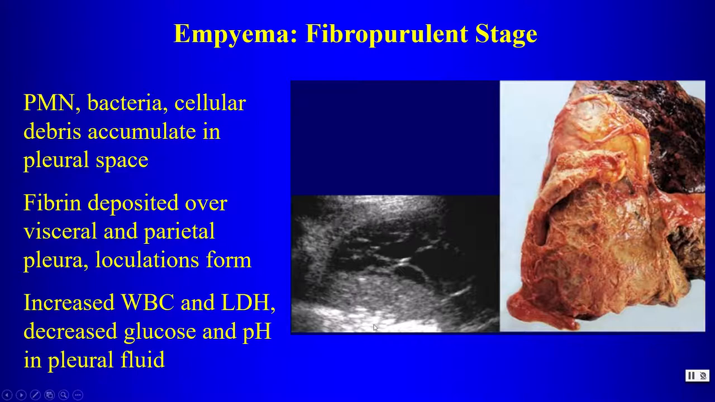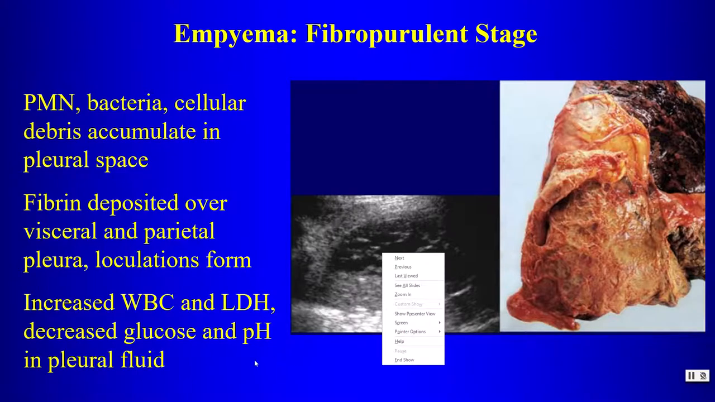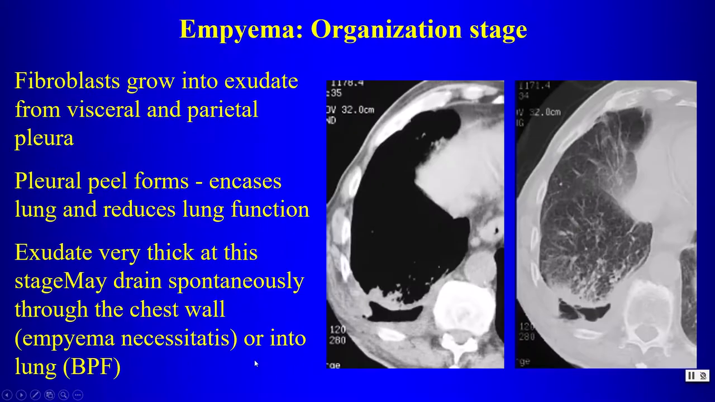When we get to the fibropurulent stage, now we have bacteria within the pleural effusion. We get fibrin deposition, and you can have a complex effusion here. So when we look with ultrasound, we can see the septations within the pleural fluid. Now, if you tap the effusion, these lab values here will be abnormal.